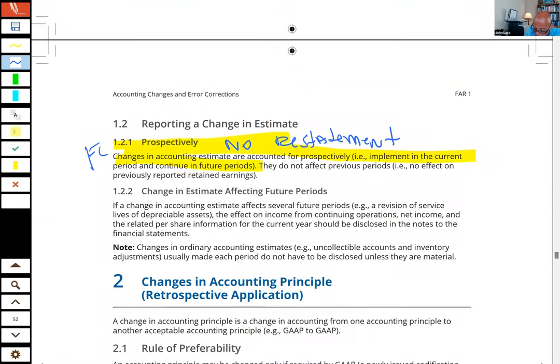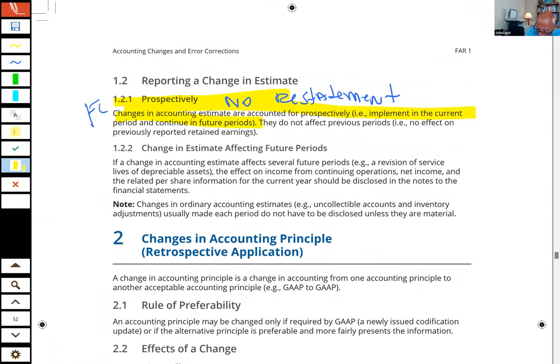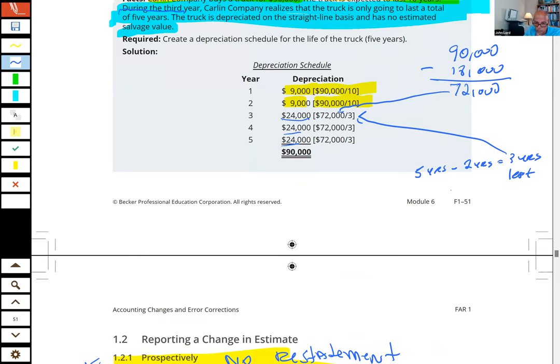Okay, now, if a change affects future periods, the effect on income from continuing operations, net income, and related per share information for the current year should be disclosed in the notes to the financial statements. So you should continue to report the effect that this change has on the accounting estimate for these elements, and you should report that in the notes to the financial statements. You don't have to restate, but they do want you to put in the notes information that would allow them to make a comparison for this change until that information has worked its way through the financial statements. In other words, at the end of year five, you could drop off those disclosures because they're no longer affecting the financial statements.